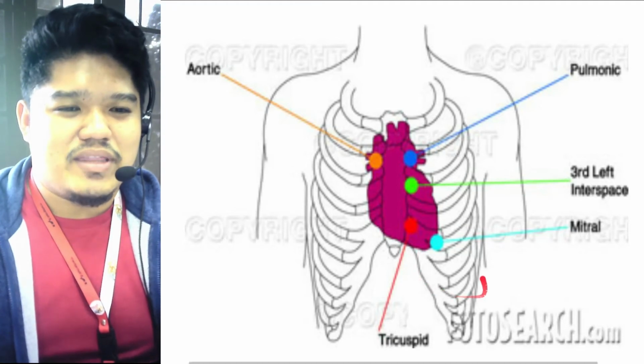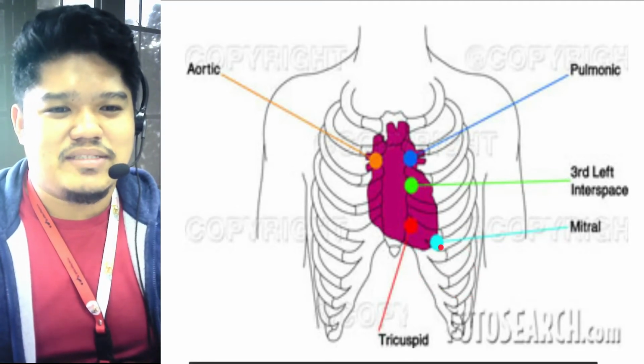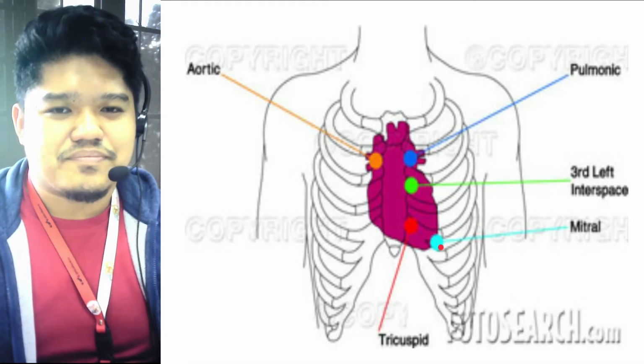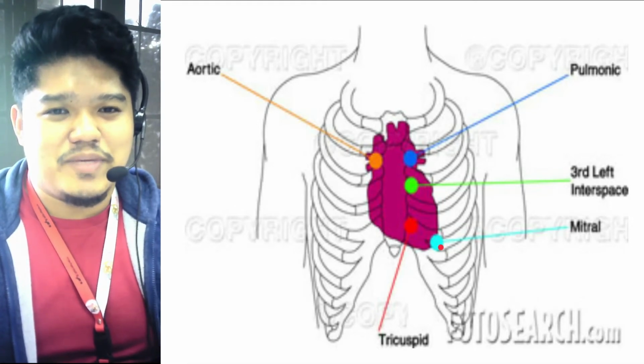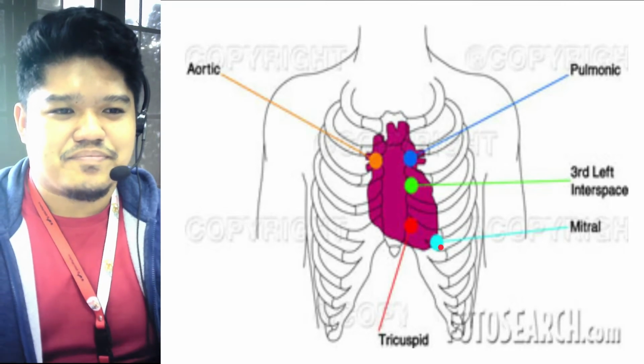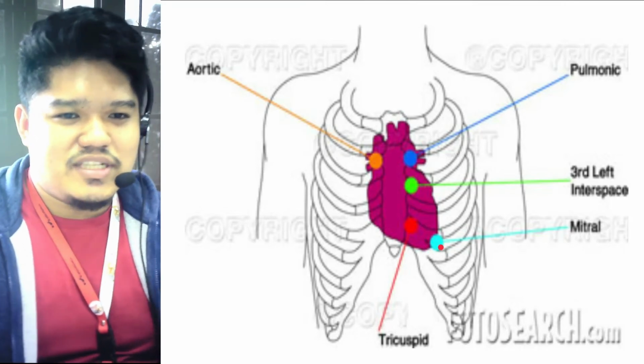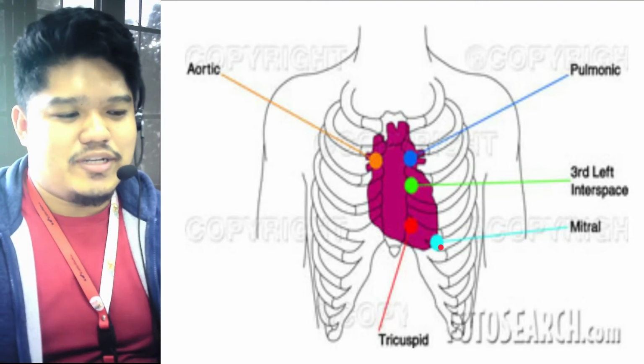And the mitral area, also considered as the point of maximal impulse, we auscultate at the fifth intercostal space, midclavicular line. For the tricuspid, also in between the third and the fifth intercostal spaces at the sternal border.